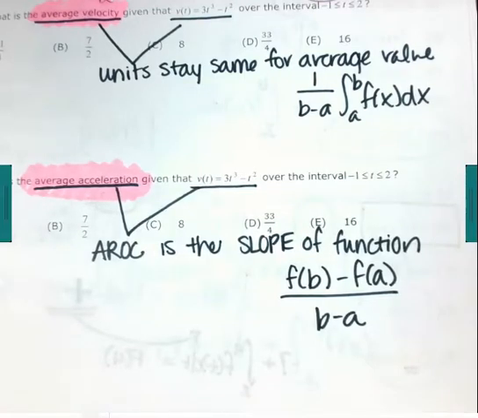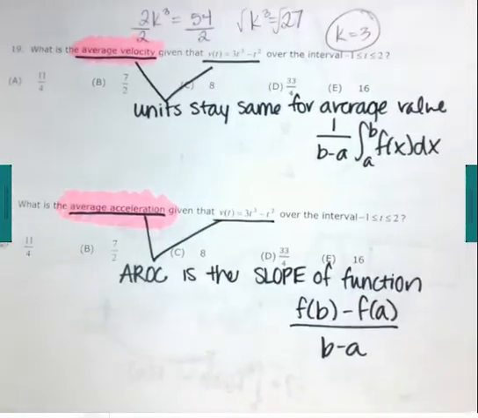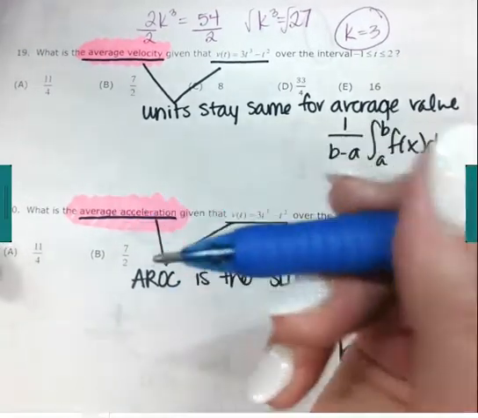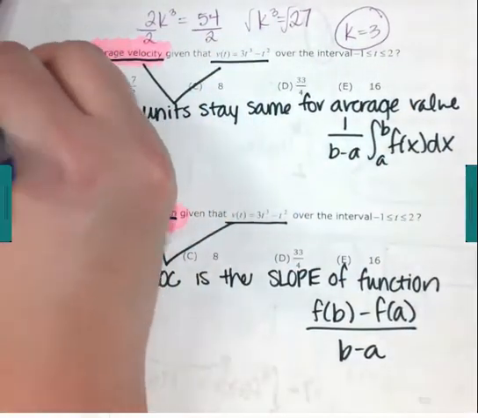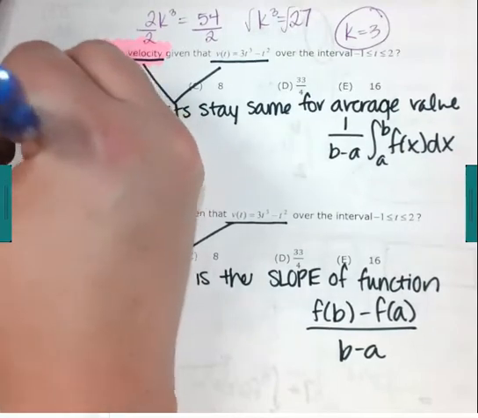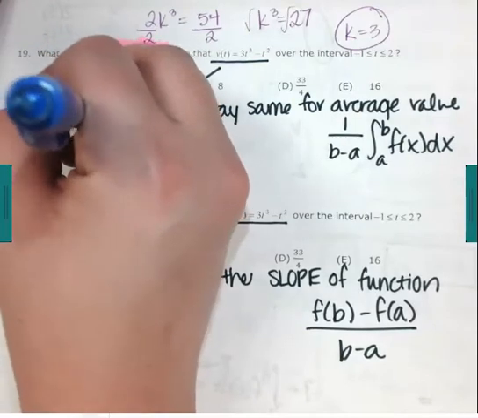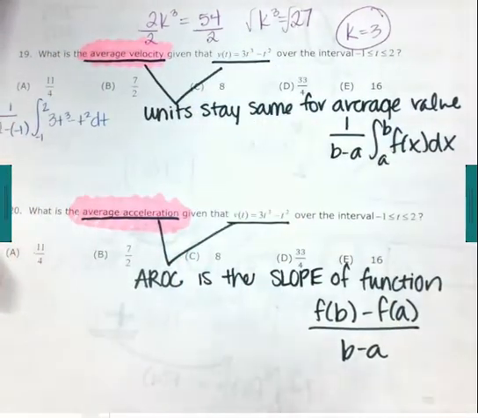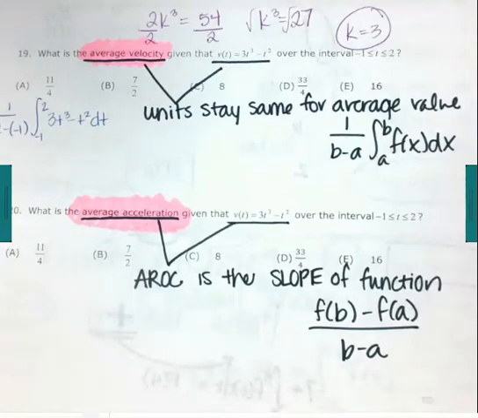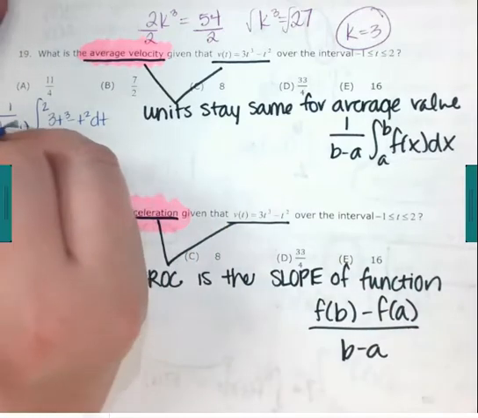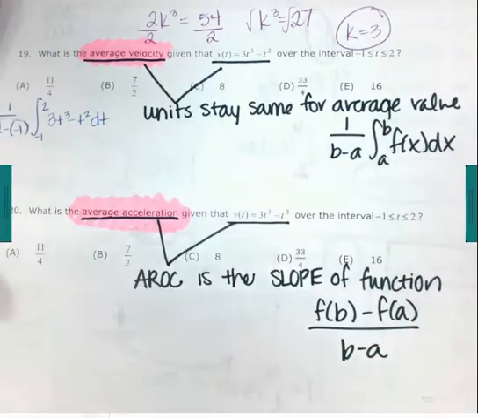Now, we are going to work out number 19. Okay, what would my equation be when I start plugging in the numbers for this equation? So it would be 1 over 2 minus negative 1 integral negative 1 to 2 of 3t cubed minus t squared dt. Okay, this you should be able to do without a calculator. So 2 minus negative 1 is really what? 2 plus 1, which is 3. So this is a third.